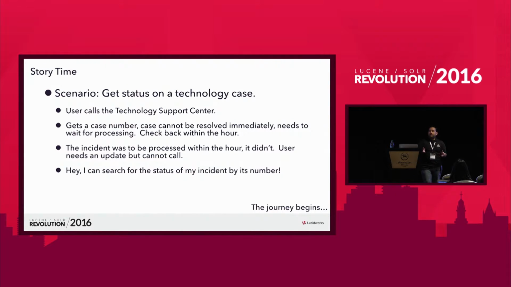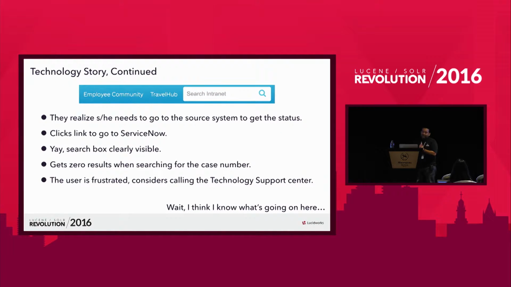You are in this meeting, and you figure, well, I really need to look at this diagram. So let me see how that case is going. You have a case number, so you figure at this point, you know what? I can probably just go to my intranet and search for it, right? It should be connected to ServiceNow, and I should just be able to get that result. Well, let's go to that part of the journey, right? As you see, there's a search box on the intranet. You type your incident number in there, 0 results.